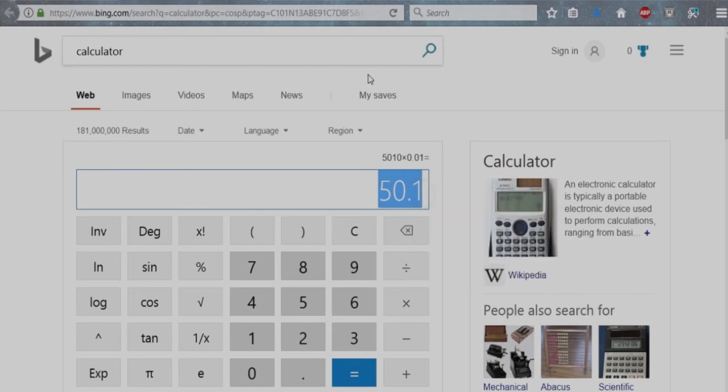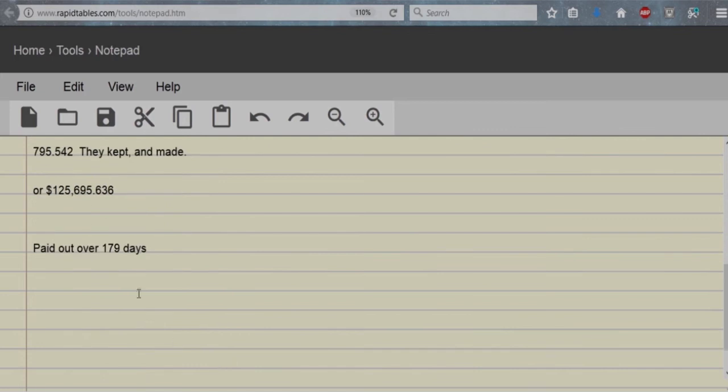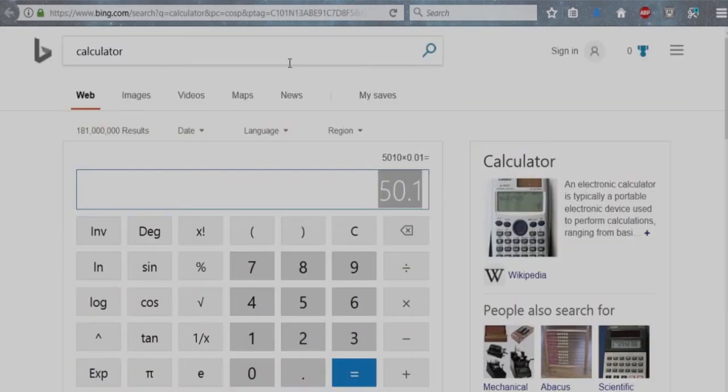So times, it was 179 days, right? What's that equal to? This is how much you've earned. Does that make sense? Because it does not make sense to me. What is 1% of 5,000? 50. 50 times 10 is 500. Yeah, so times 179 days.